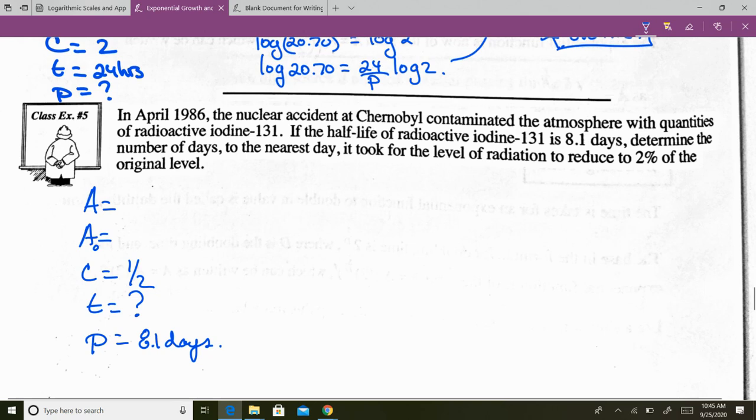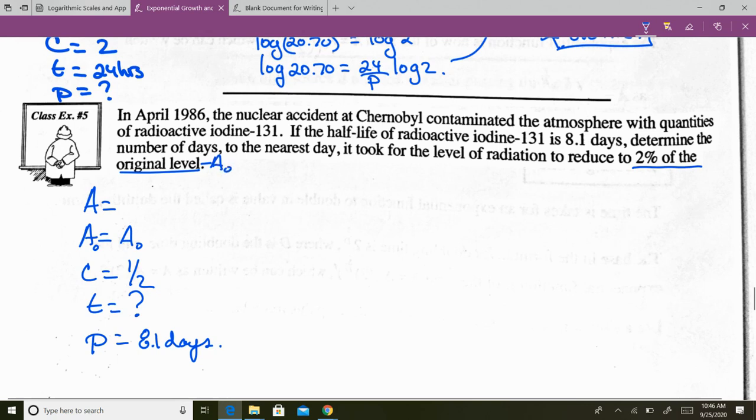Now, they don't tell us the initial and they don't tell us the final. All they say is the time it took to reach 2% of the original. So the original, we don't know. So it's still A naught, okay? We don't know what it is, so we're just going to leave it as A naught. How much do we have at the end? 2% of the original. Original is A naught, right?